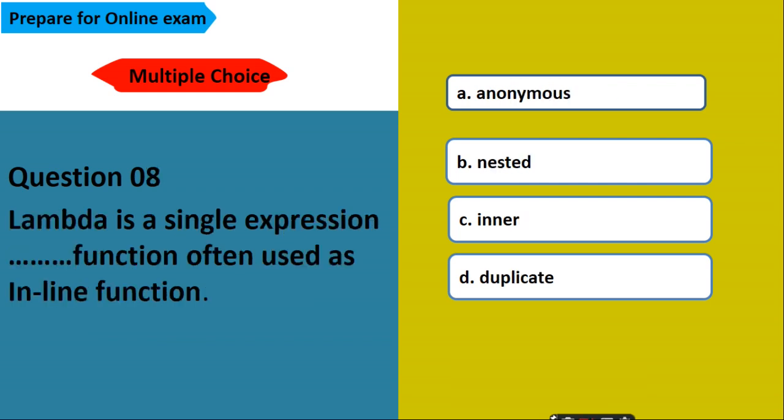Next question. Lambda is a single expression dash function often used as an inline function. See, we are using lambda as a single expression. Options are A, anonymous, B, nested, C, inner, D, duplicate. And the correct answer is A, anonymous.